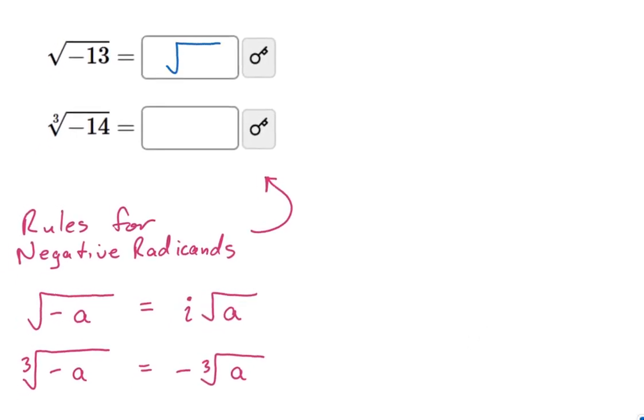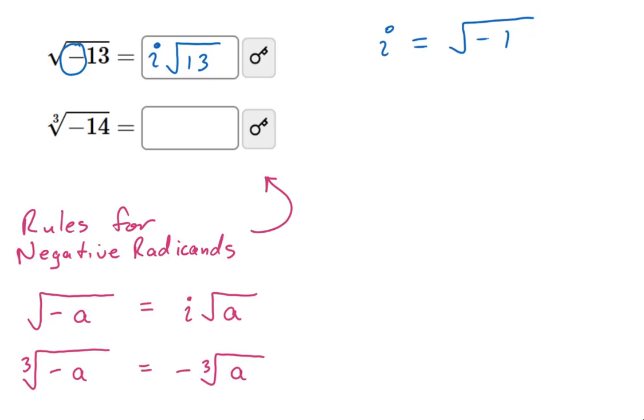So that's going to be square root of 13. See, I changed that to a positive. And you take this negative sign right there, and you rewrite that as an i on the outside. As you remember, i is equal to the square root of negative 1. So you can think of it like you're kind of factoring out a negative 1 from that square root, sort of.